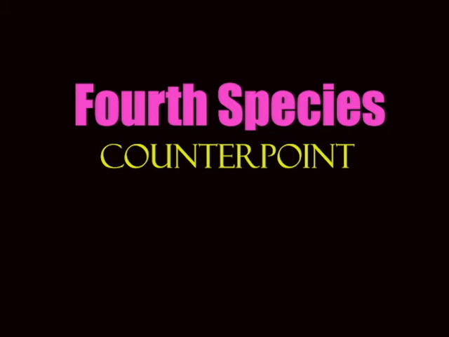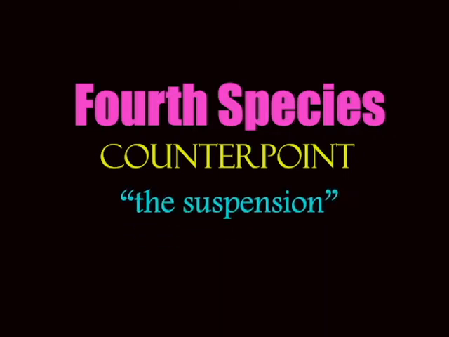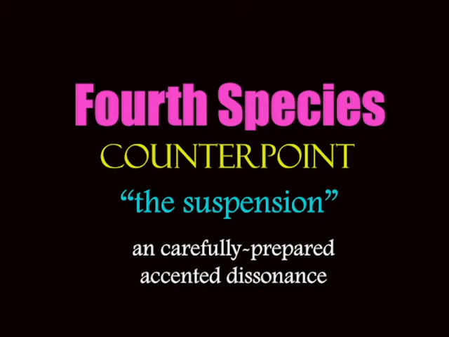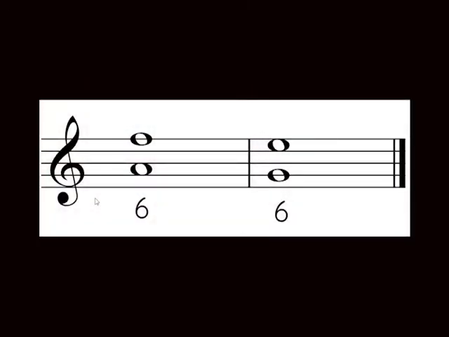Today we're going to look at fourth species counterpoint. At the heart of fourth species counterpoint lies the non-chord tone concept that we call the suspension. A suspension is a special kind of non-chord tone, which is a carefully prepared, accented dissonance. This dissonance comes about through the delay of one of the notes of a consonant interval.